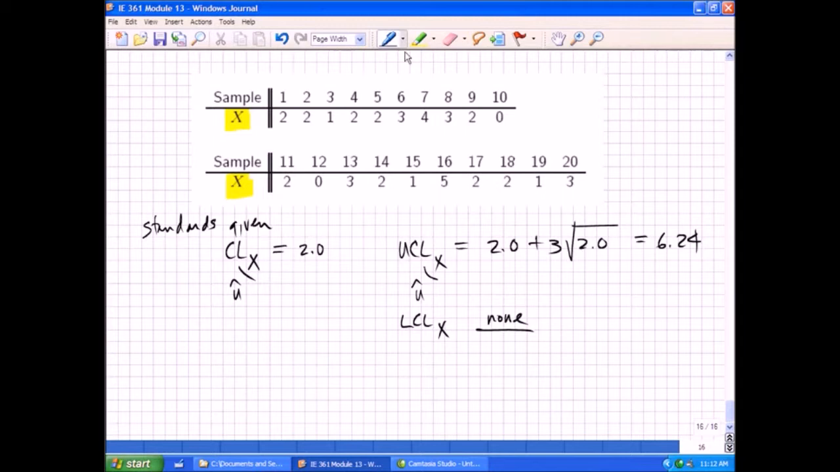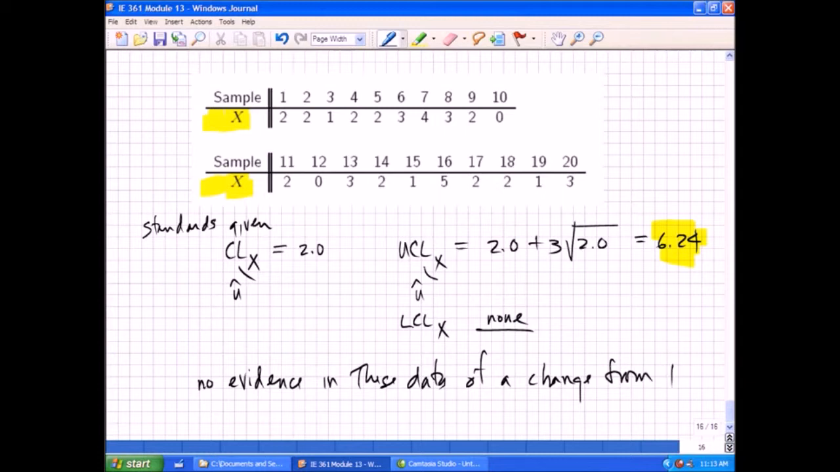So if I apply this limit to these x's, as I look across that set of x's, there are none that's bigger than 6.24, and my conclusion here is that there is no evidence in these data of a change from the lambda equal 2.0 process standard.